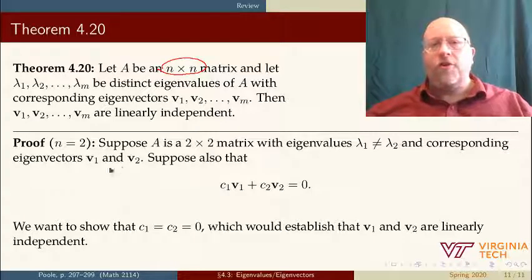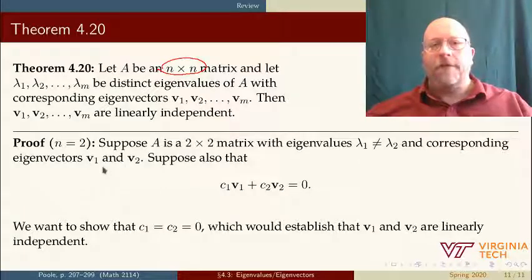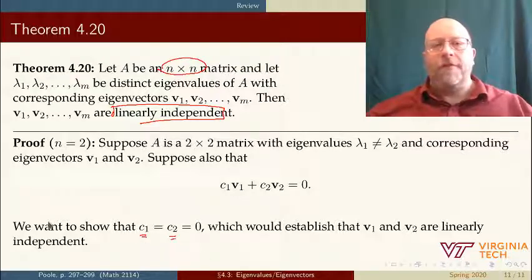We have a 2 by 2 matrix with eigenvalues that are distinct, they're not equal to each other, and corresponding eigenvectors. Our goal is to prove that they are linearly independent. So let's say we have a linear combination that adds up to 0. In order to prove that these two vectors are linearly independent, we need to know that that linear combination is trivial, that C1 and C2 have to be 0. This is our goal. We want to show this.